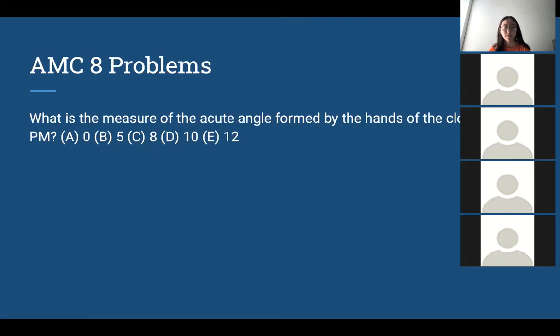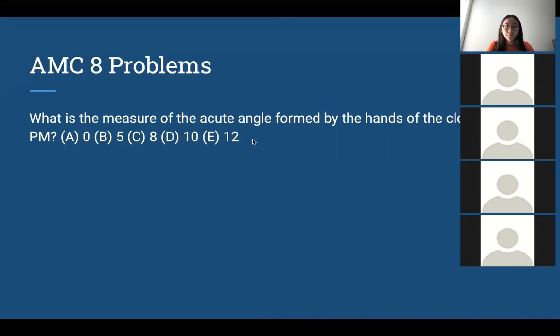Because the hour hand does move. So the hour hand's not going to be pointing directly at 4. It's going to move a little bit past 4. And the minute hand's going to be directly at 4.